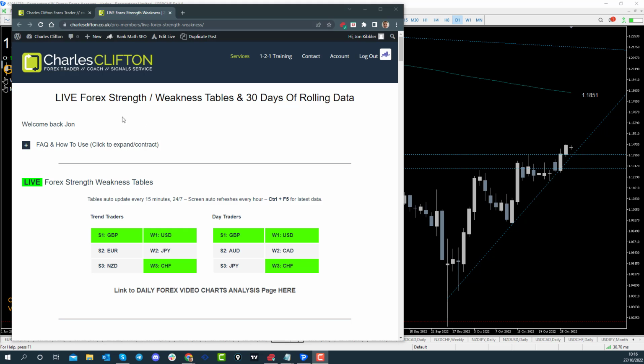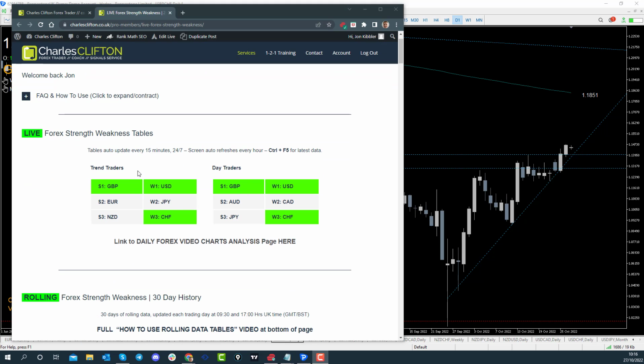You can see in front of us we have the live Forex Strength and Weakness tables. We have two types of tables in front of us: the Trend Traders table and the Day Traders table. These are the same studies, just on different time frames. You can see some currencies highlighted in green. That means there is a confluence between those two trading time frames, and you can see some aren't highlighted, which basically shows us that those currencies don't have any confluences on the time frames.